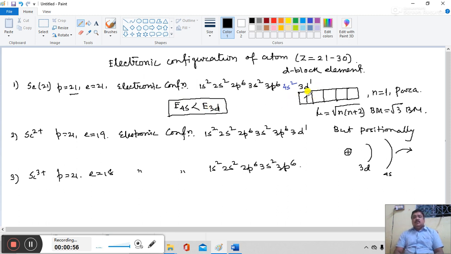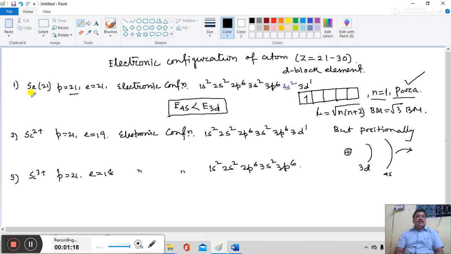In this configuration, the 3d subshell contains one electron, so its n value is 1. It is paramagnetic in nature. When the outermost subshell contains an odd electron, it will be paramagnetic in nature, and this magnetic moment value is root over 3 BM.